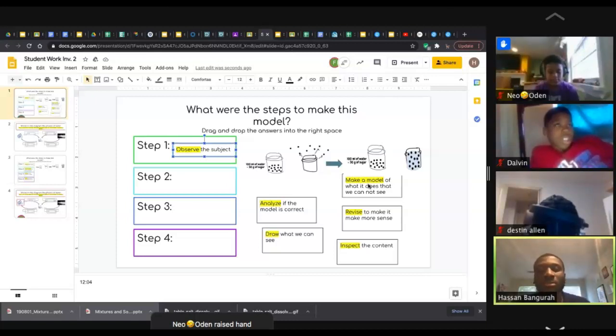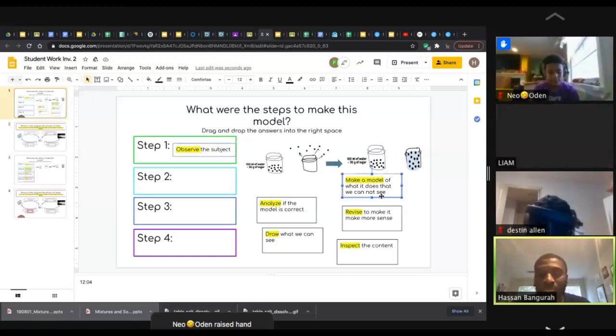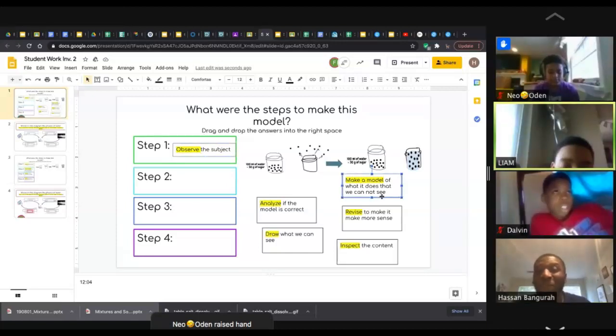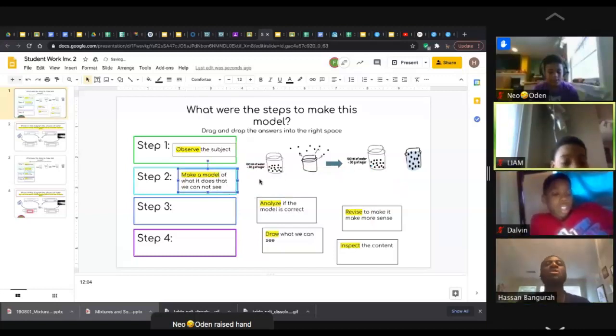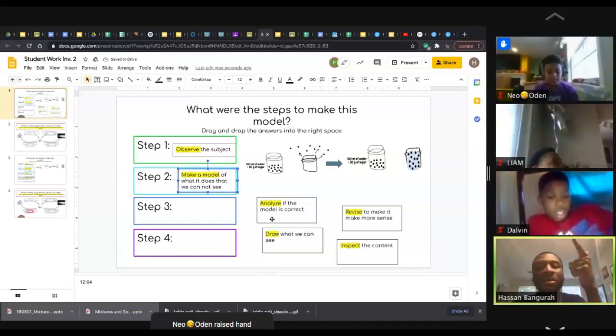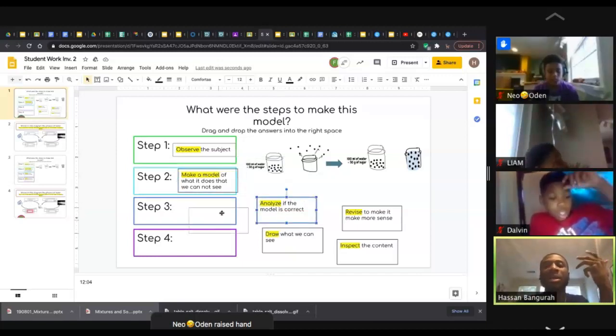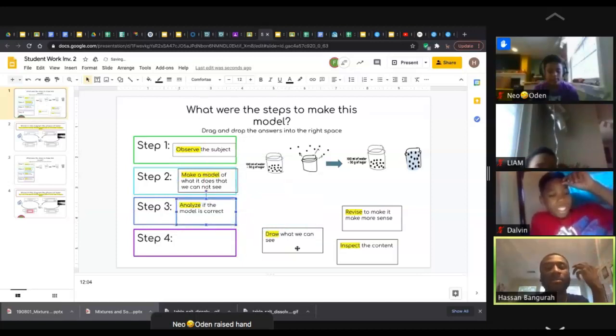Make a model of what it does. Yeah, we have to make our model, right? So first we have to observe the model, then we have to make the model. What should be the third step? We have to see if our model works, all right? So we have to analyze and see if the model is correct, all right?